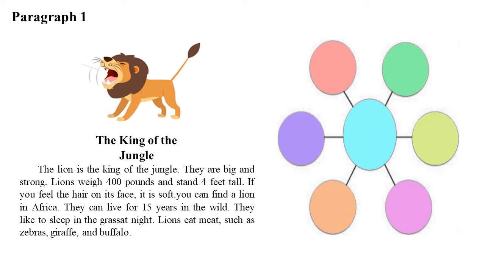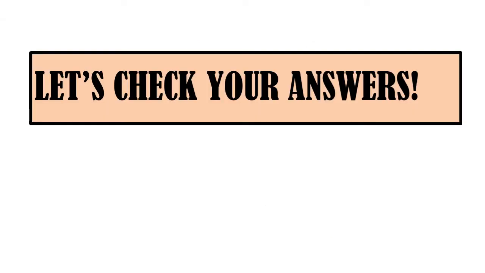Paragraph number 1: The King of the Jungle. The lion is the king of the jungle. They are big and strong. Lions weigh 400 pounds and stand 4 feet tall. If you feel the hair on its face, it is soft. And you can find a lion in Africa. They can live for 15 years in the wild. They like to sleep in the grass at night. Lions eat meat such as zebras, giraffes, and buffalo. Now, let's check your answers.